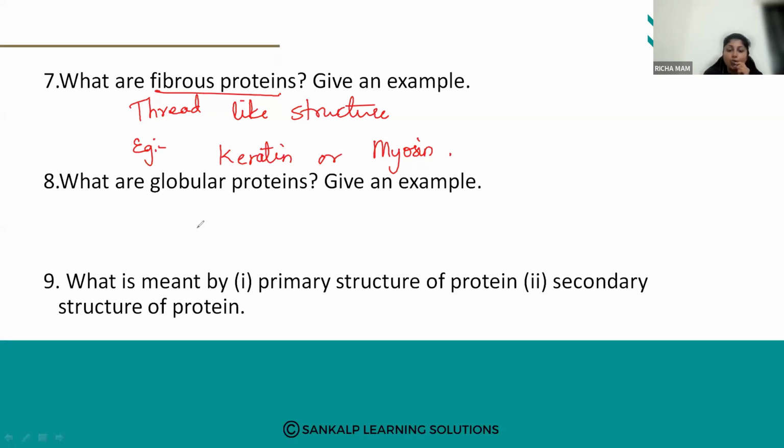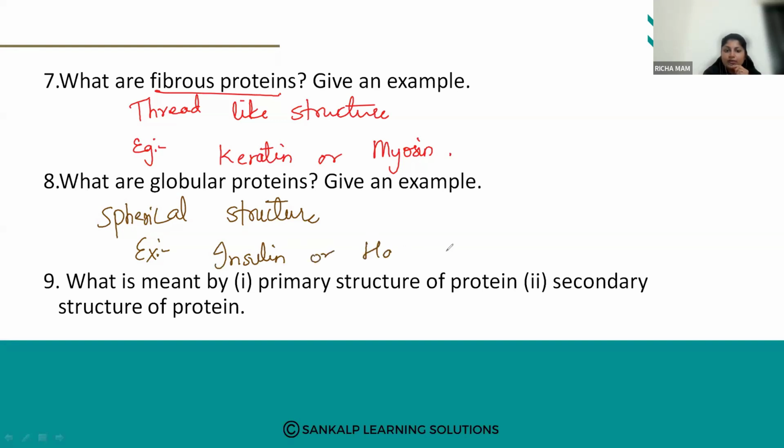Next, what are globular proteins? Give an example. Proteins having spherical structure are called the globular proteins. Example, insulin or hemoglobin.